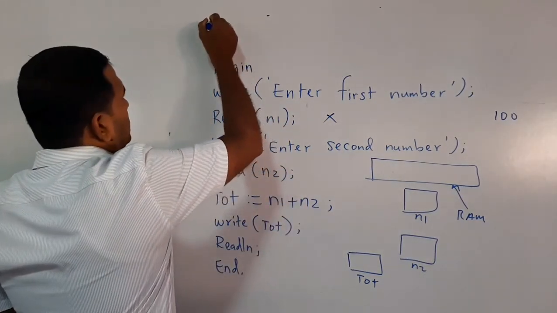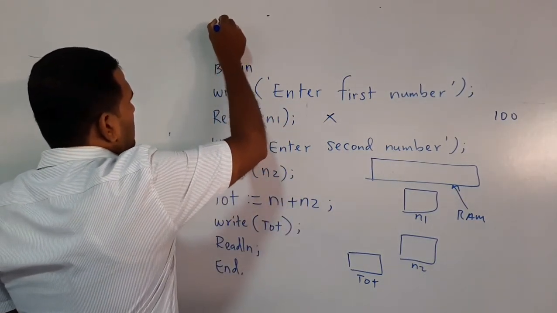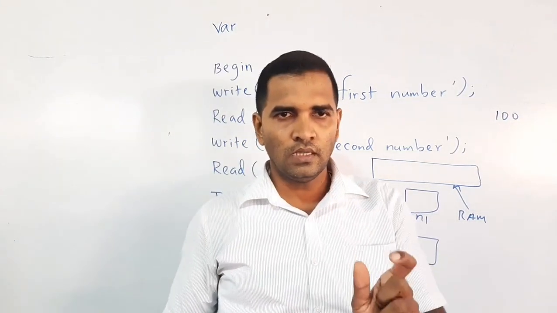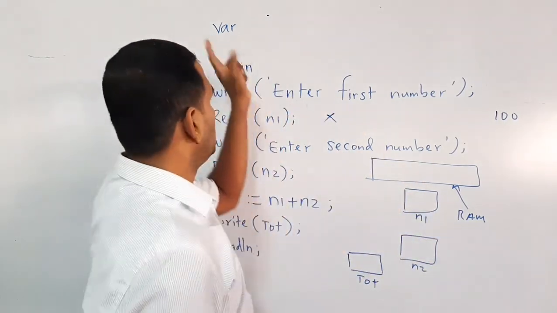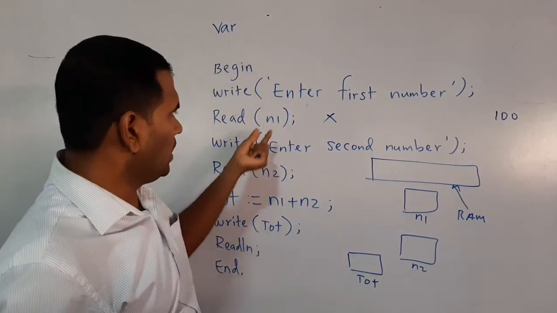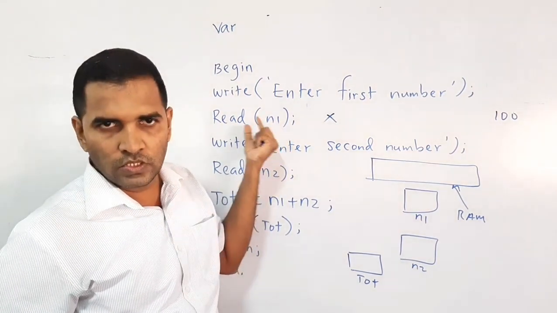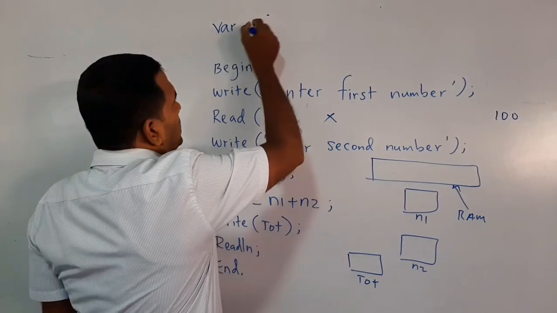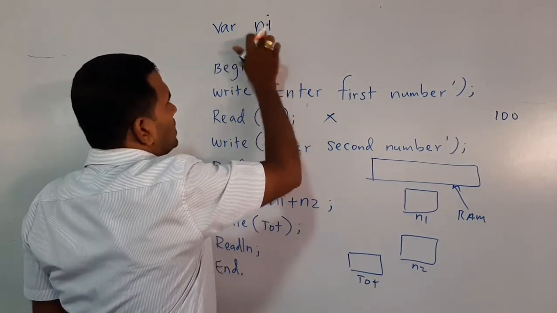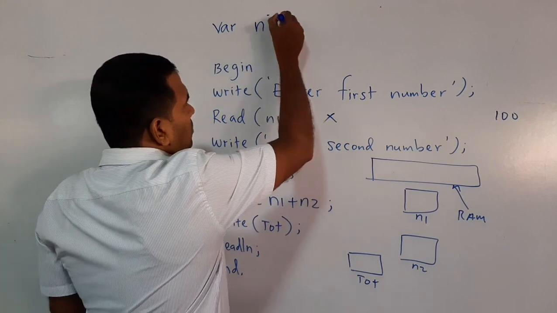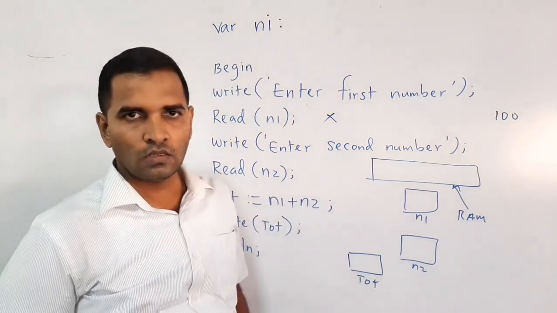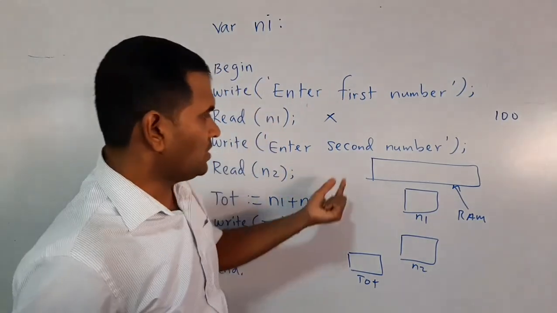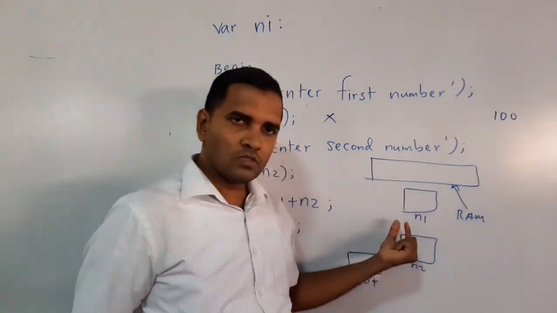First of all, that variable declaration must start with the word var. Variable, the first three letters are var. Then we have to use the variable name. This is the variable name. In my case, it's N1, right? So it's var N1. Then put a colon symbol. Right? Colon.